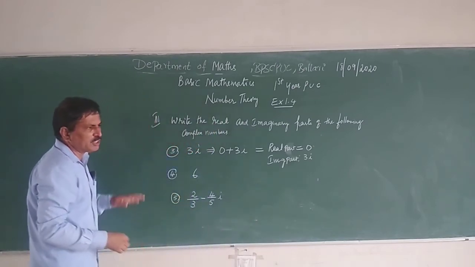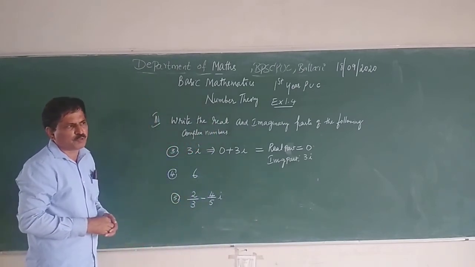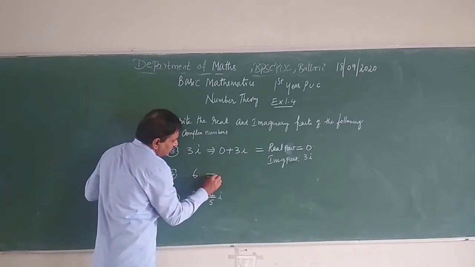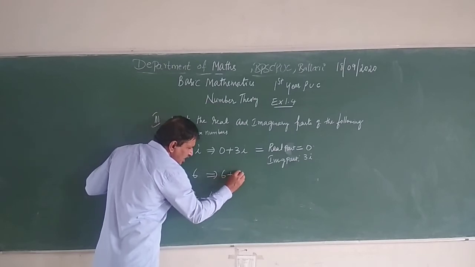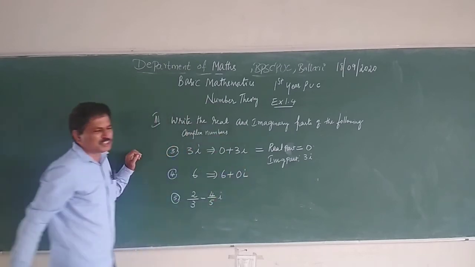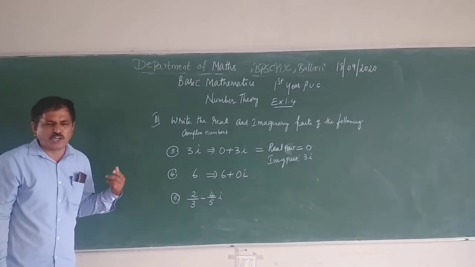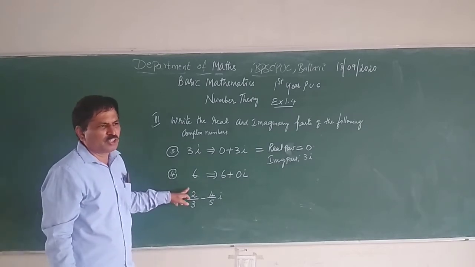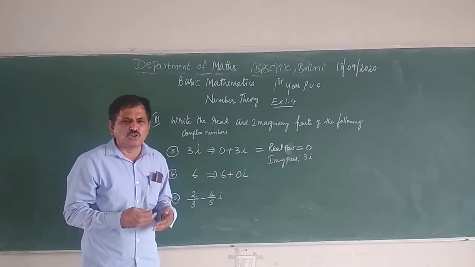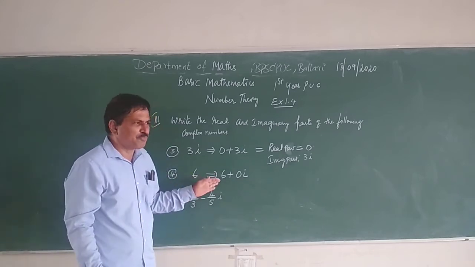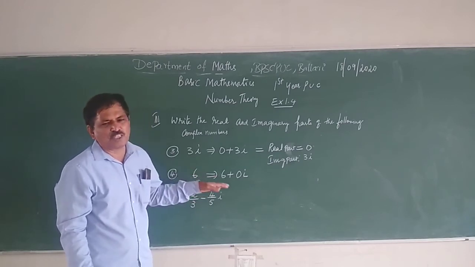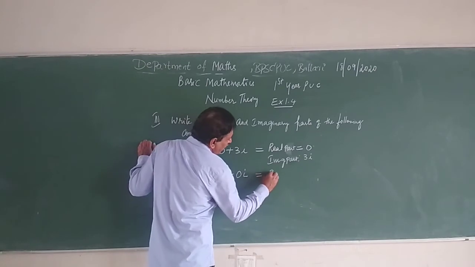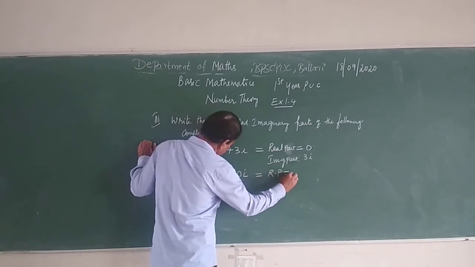Similarly, 6 is not in the standard form. It is not in the form of a complex number. So I will write 6 as 6 plus 0i, because 0 into i is 0, and 0 plus 6 will be 6 itself only. So now it does not disturb the given number and it is in the form of a complex number. So very clearly the real part is 6.